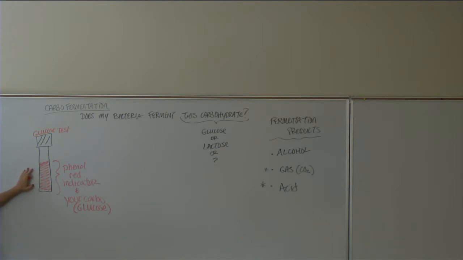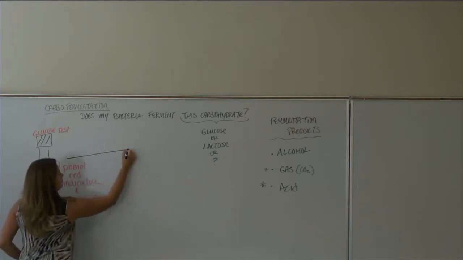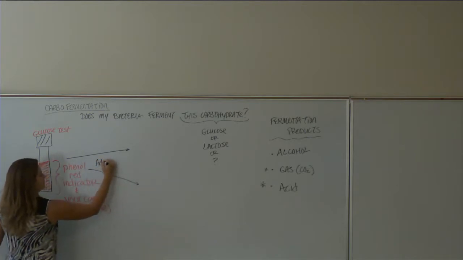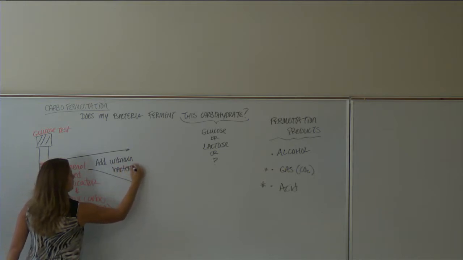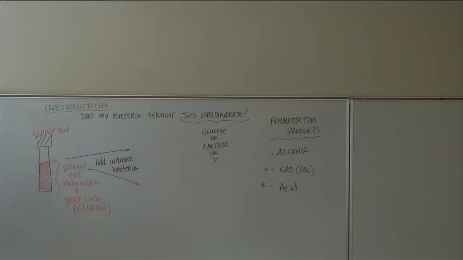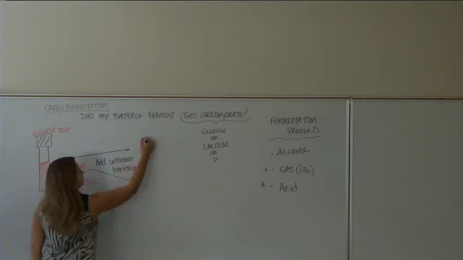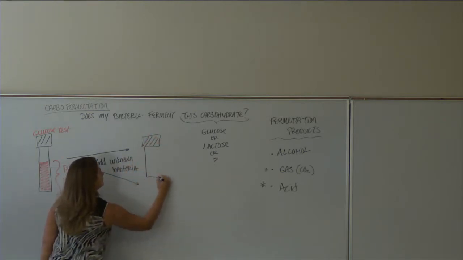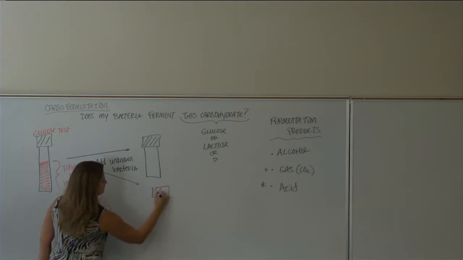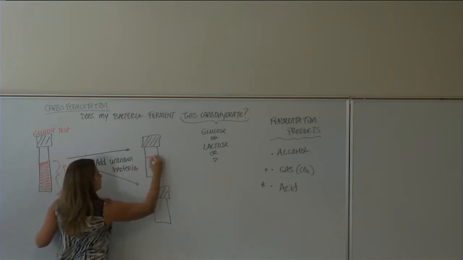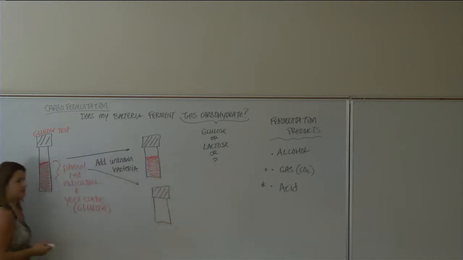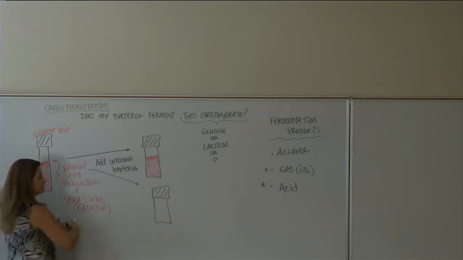So what do you have to add to it? Your bacteria. You'll add your unknown bacteria. 2 different results may happen. Here's one, here's 2. In the first one, let's say it stayed red. You might see some cloudiness in there because the bacteria grew.